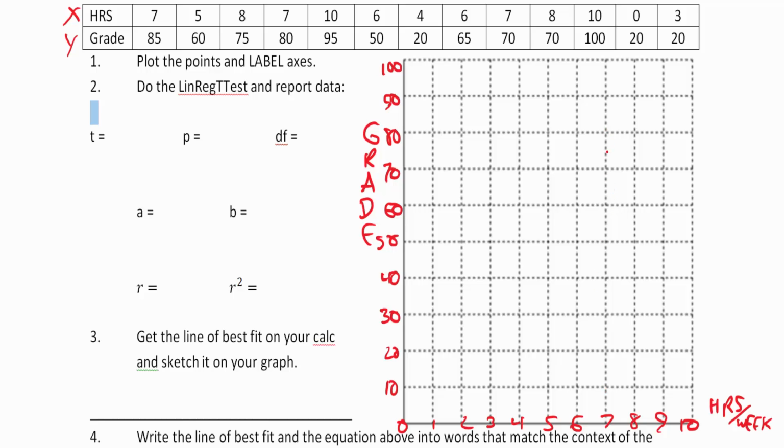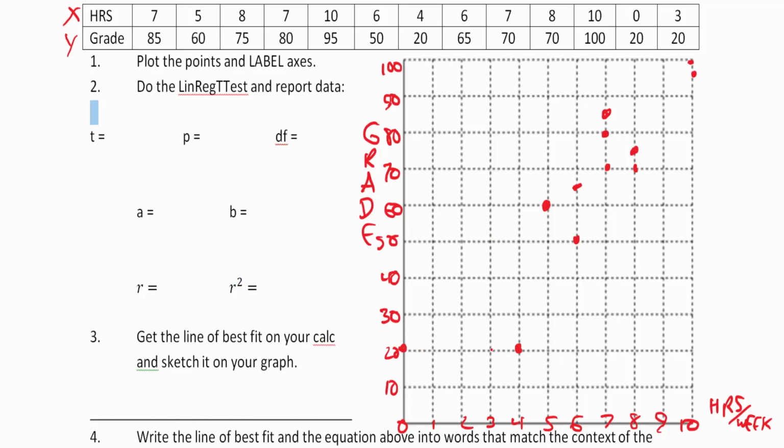So 7 and 85 is a point right here. 5 and 60 is a point right here. This would be a good time to maybe fast forward through the video. 8 and 75, 7 and 80, 10 and 95, 6 and 50. Well, if you're doing this along with me, it's kind of like doing the work together here. 4 and 20, 6 and 65. Nothing really weird in terms of plotting these points. 7 and 70, 8 and 70, 10 and 100, 0 and 20. Not a really good grade there.